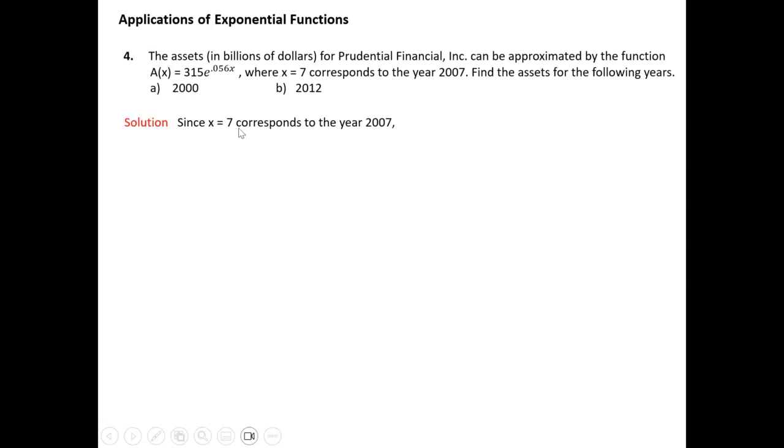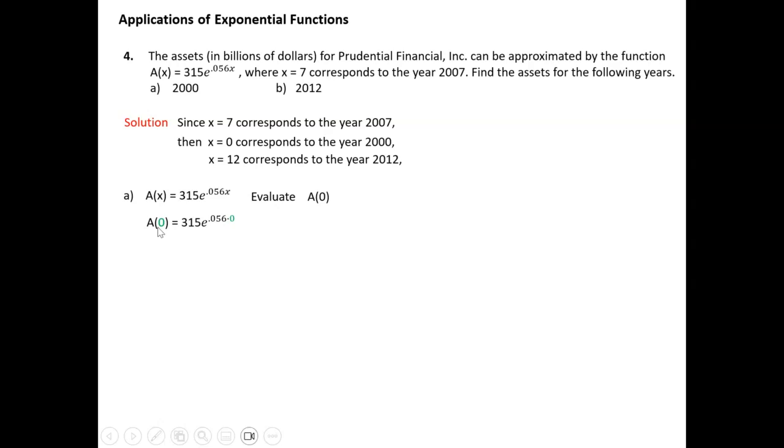Solution, right? So if x equals 7 corresponds to the year 2007, then x equals 0 corresponds to the year 2000, and x equals 12 corresponds to the year 2012. So for part A, we're going to evaluate A of 0, which means I'm going to plug in 0 for the x's. So this will give us 315 e to the 0 power, and anything to the 0 power will give us 1. So 315 times 1 will give us 315. So the solution will be 315 billion because the assets are in billions of dollars.